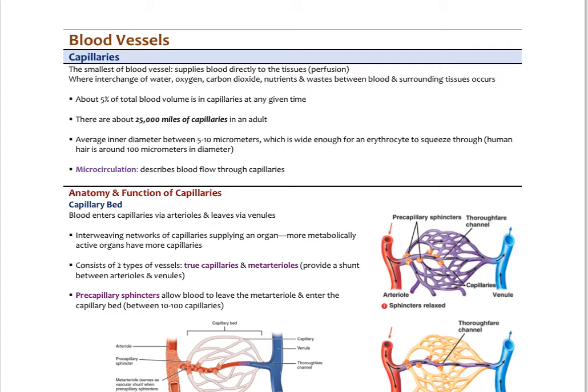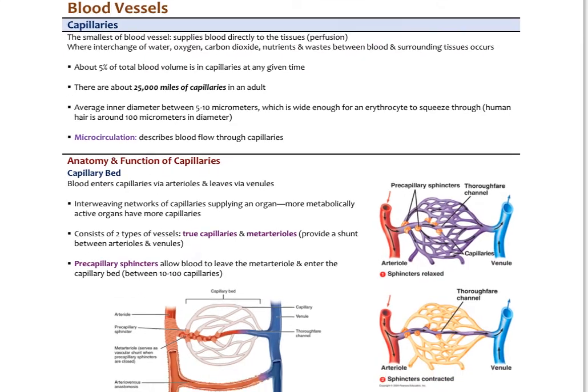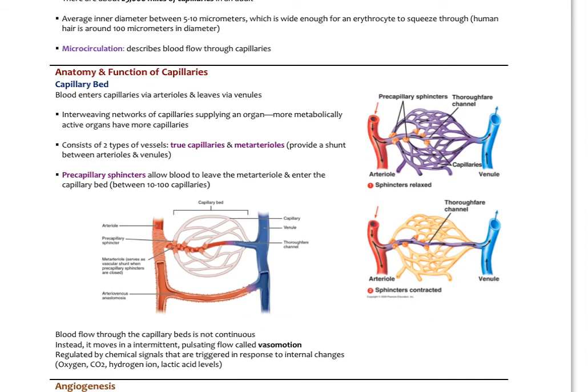Microcirculation describes the flow of blood through the capillaries. If we look at the anatomy and function, blood enters the capillaries via arterioles and leaves via venules. In the actual capillary bed, there are two types of vessels: true capillaries and meta-arterioles. Here in the picture, we see a meta-arteriole down the middle, and that's going to provide a constant flow between the arteriole on this side and the venule on this side.